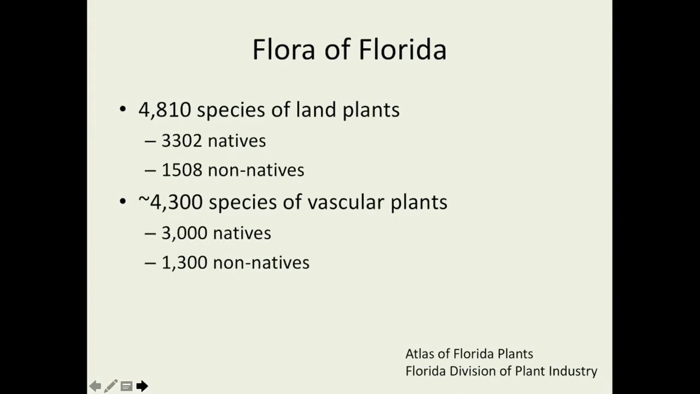So let's focus on the flora of Florida. The flora of Florida has about 4,800 species of land plants, 3,300 of which are natives, leaving about 1,500 being non-natives. Of these, there are about 4,300 species of vascular plants, again about 3,000 native and 1,300 non-natives. And those non-natives come in a variety of forms and dangers. That would be a great talk to think about the effects of these non-native species, but that will have to wait for another time.